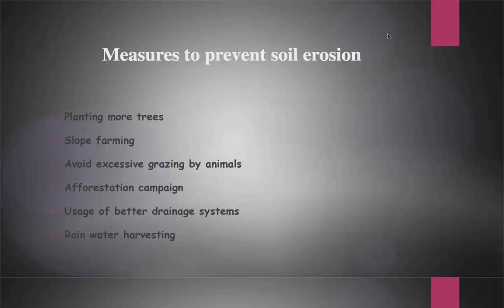The last and very effective way, which can be followed by each and every one of us, even at our household level, is rainwater harvesting. Instead of allowing the rainwater to be wasted or leaching away the soil, we can actually harvest this water and store it for future use. So these are some of the methods that are used to prevent soil erosion.